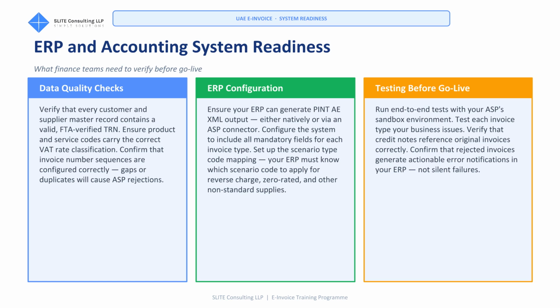We recommend running a sandbox parallel for at least a month before going live. Issue invoices in both your old and new processes, reconcile the outputs, fix the gaps. Next, the errors finance teams make most often so you can avoid them.